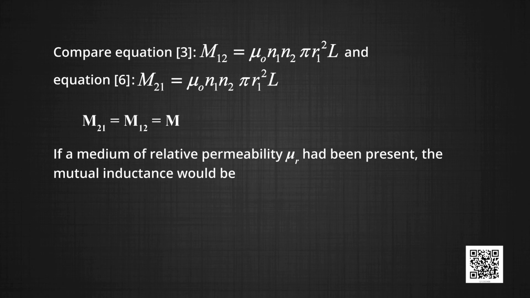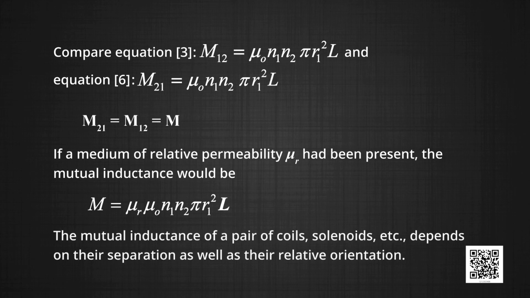If a medium of relative permeability mu R had been present, the mutual inductance would be M equal to mu R mu naught n1 n2 pi R1 square into L. It is also important to know that the mutual inductance of a pair of coils, solenoids, etc. depends on their separation as well as their relative orientation. After learning about mutual inductance, we'll be doing its application in transformers in the upcoming modules.